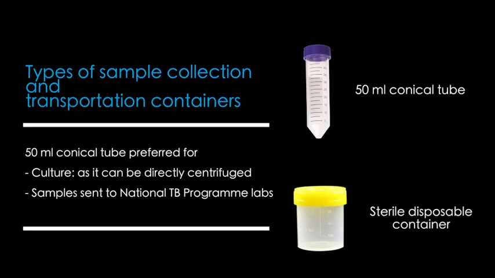A 50 ml conical tube is another type of container which can be used for sample transport instead of the disposable container shown in the video. As conical tube can be put directly into centrifuge machine, it is preferred when the sample is to be subjected to mycobacterial culture and drug sensitivity. This is also the preferred container for samples being sent to National TB Program labs, as it does away the need to transfer the specimen from one container to another.